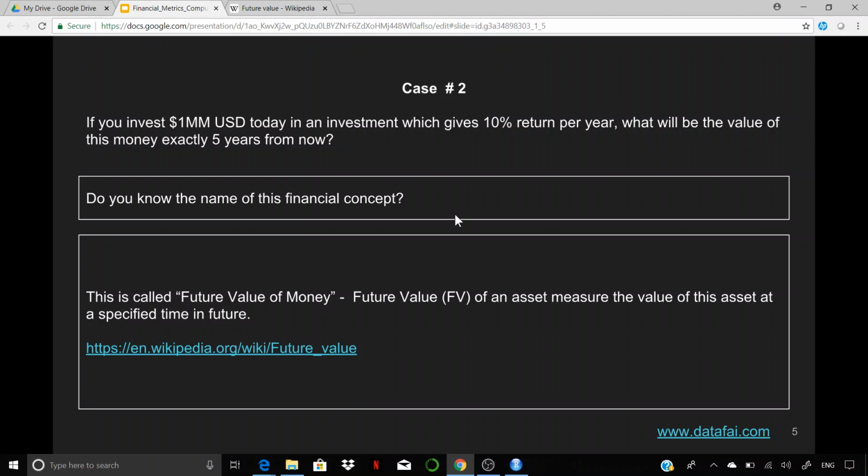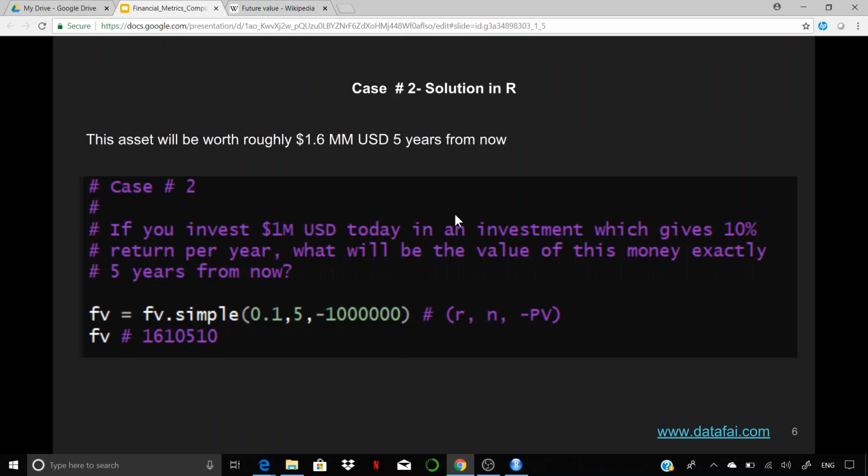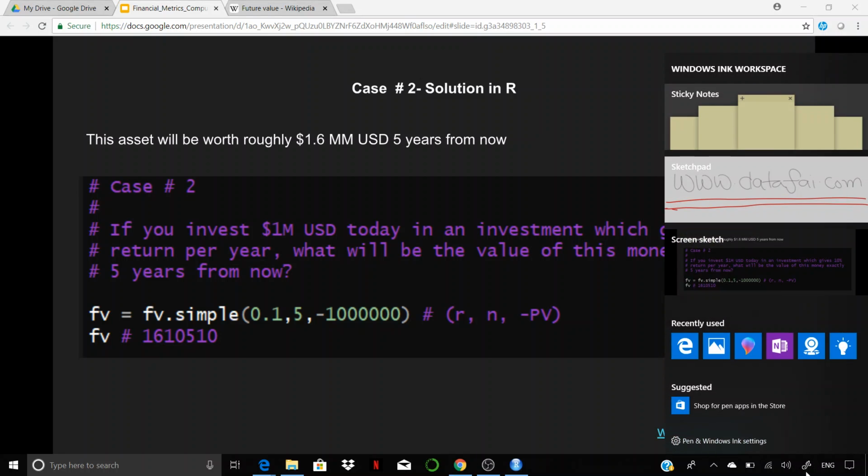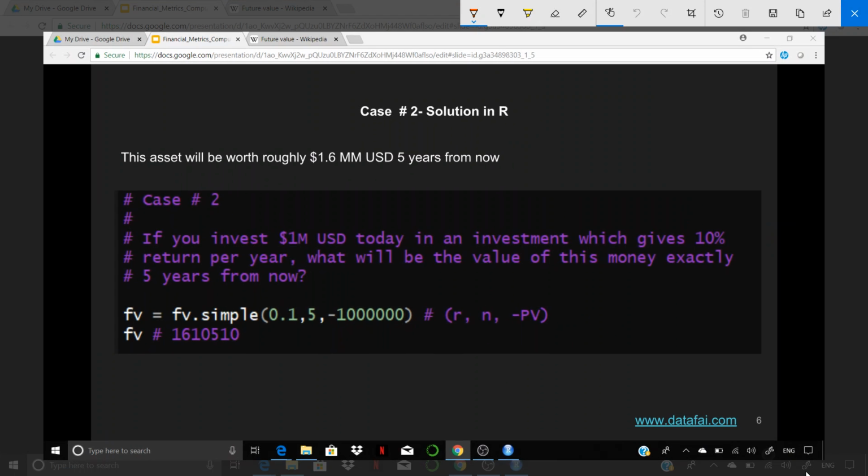So how do we work the math in R? The formula that we use is very simple: future value dot simple, the interest rate that you're getting, and the tenure that you have. We'll be doing the live example in a short while. So this is the actual interest rate, this is the tenure, and this is the amount that you have invested now. The amount that you have invested is exactly $1 million.